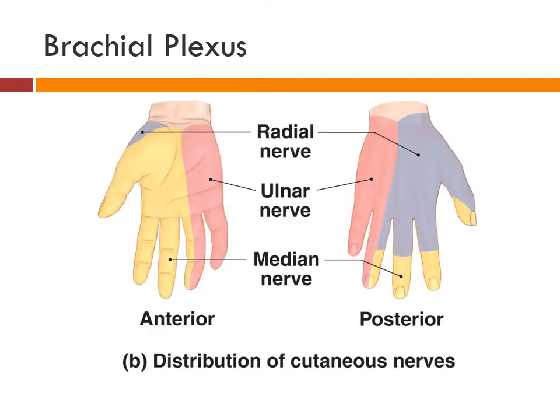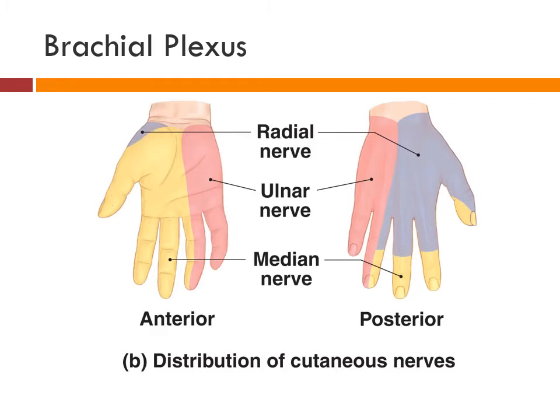Here are our cutaneous distributions. So we talked about dermatomes and how the dermatomes are individual spinal nerve distributions. And then our peripheral nerves also have their own distribution. So whereas we had C6, C7, C8 here with our spinal nerves, our peripheral nerves are a little bit different.